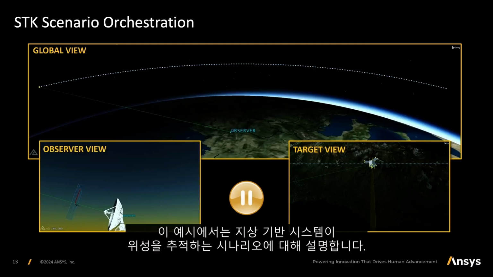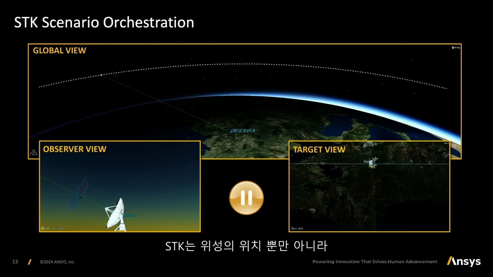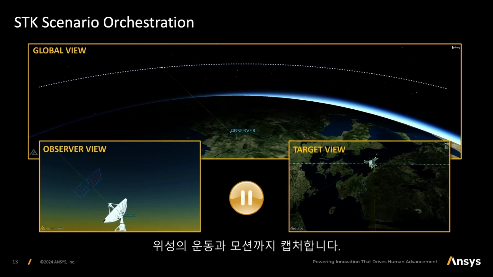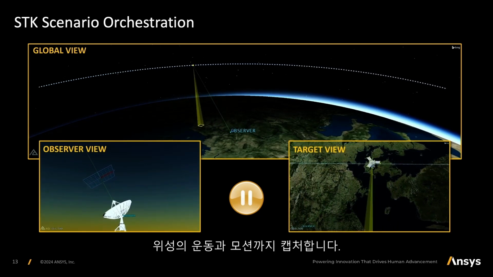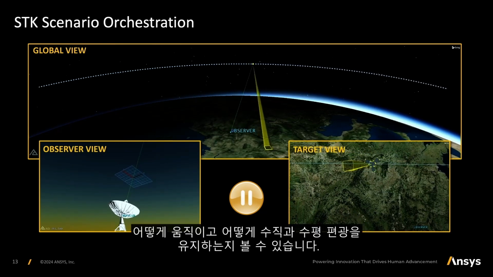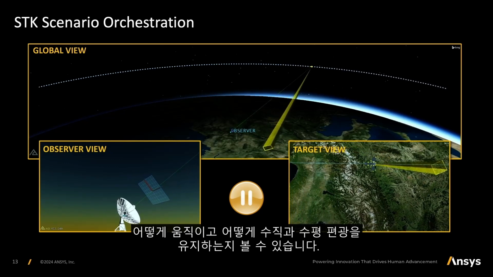But then you have to move those pieces in the scene, and that adds velocities and motions, right? So the example I'm showing you now is a scenario where the ground-based system is tracking a satellite. And SDK is great at not only positioning where that satellite is, but you look on the right-hand side, it also captures the motion of that satellite, how it pitches, yaws, and rolls. And we also capture the motion of the sensor on the left-hand side. You see how it moves, how I maintain the vertical and the horizontal polarization.